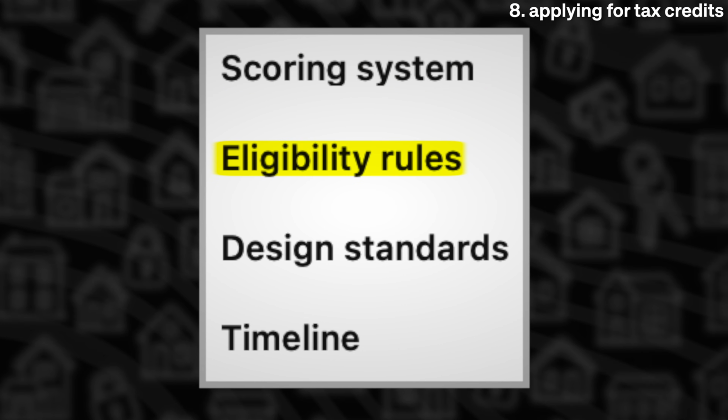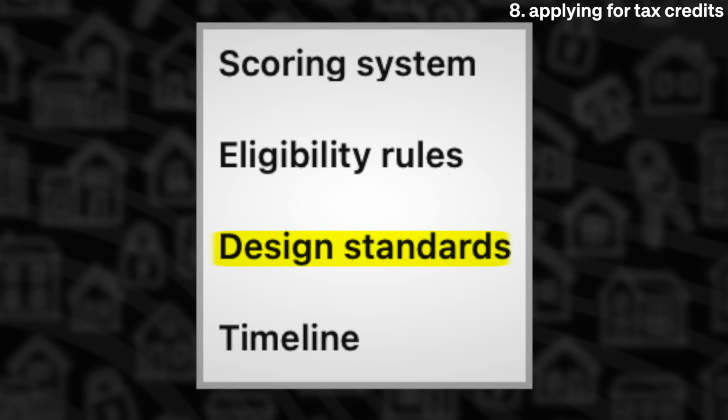The Qualified Allocation Plan, or QAP, is issued by your state housing finance agency and governs how the federal tax credits, the tax-exempt bonds, and even sometimes grants or soft funds are awarded. It outlines the scoring system, eligibility rules, design standards, and timelines, and the type of projects that the agency is prioritizing. Think of it as the rule book. Your success depends on knowing every page. Here's how to read and use the QAP effectively.